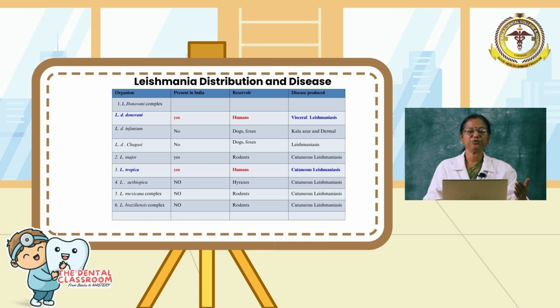This table shows you different types of Leishmania, whether they are present in India, what the reservoirs are and what diseases they produce. You see, there are so many species of Leishmania: the Leishmania donovani complex, Leishmania donovani, Leishmania infantum, Leishmania chagasi, Leishmania major, tropica, ethiopica, the mexicana complex, the braziliensis complex. So many are there, but in India we observe only two types of Leishmania, donovani and tropica, and of course the reservoirs are humans, and the diseases produced by them are visceral leishmaniasis and cutaneous leishmaniasis.